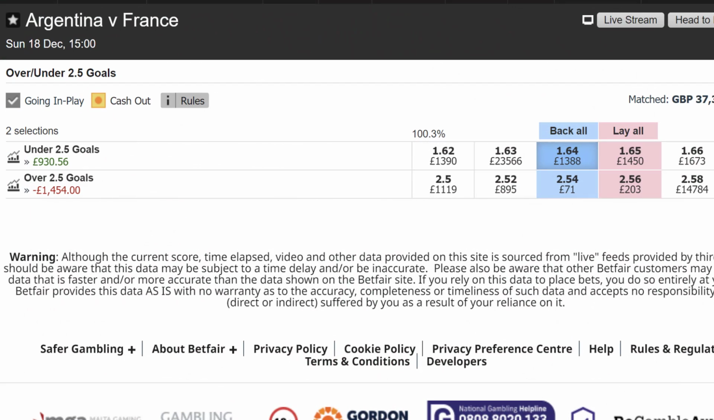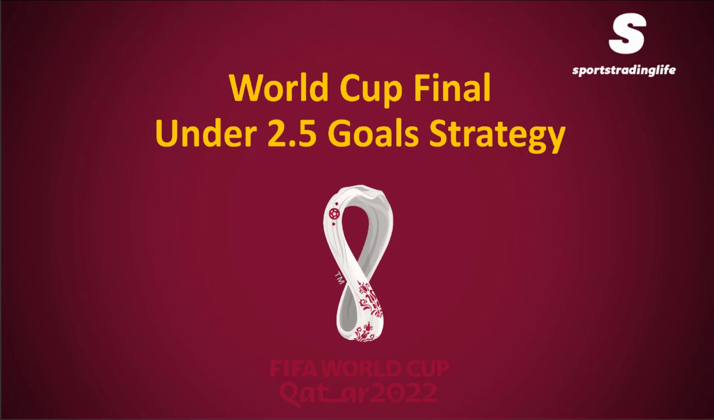We're going to test an under 2.5 goals football trading strategy on the World Cup final in advance to see if it could be potentially profitable. Many are expecting a tight match between Argentina and France, so maybe this is the best angle to explore. Either way, we're going to find out.